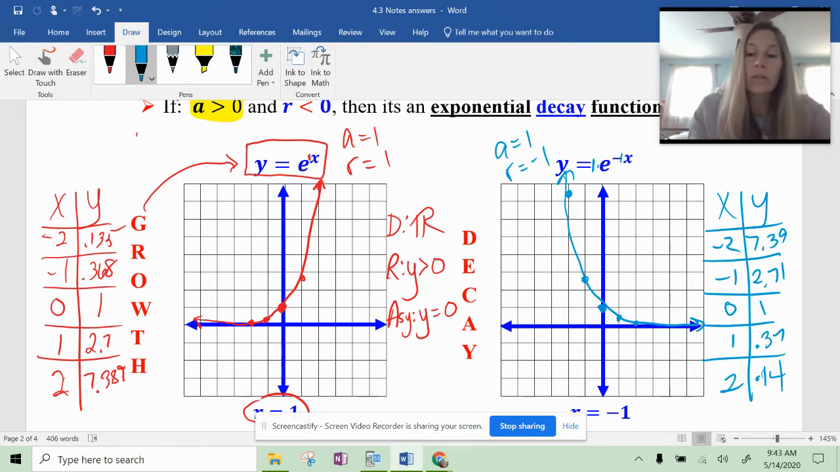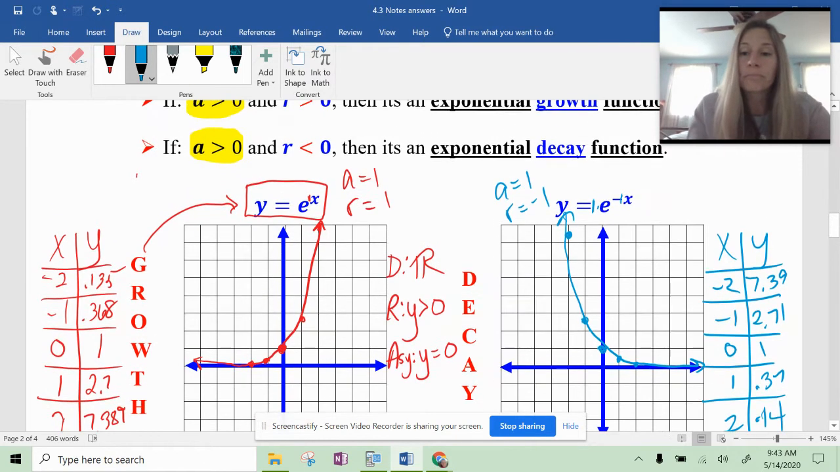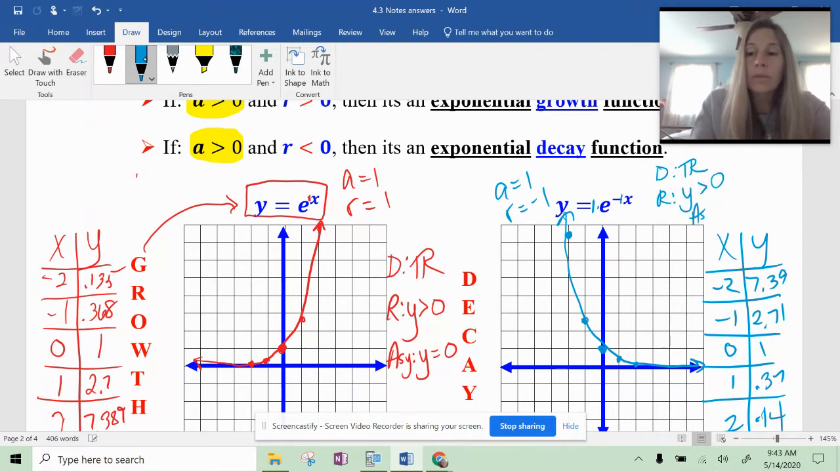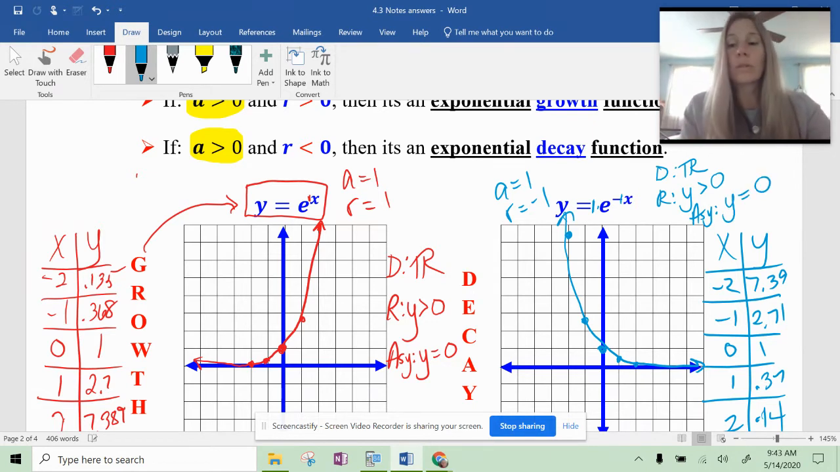The same thing's going to occur on this decay function. So our domain is all real numbers. Our range is still y is greater than 0, and the asymptote is y is equal to 0. So those domain, range, and asymptote rules are still going to be the same that we did with the exponential growth and decay.